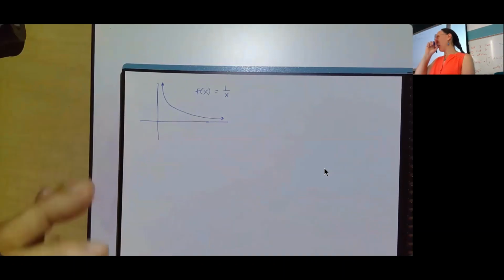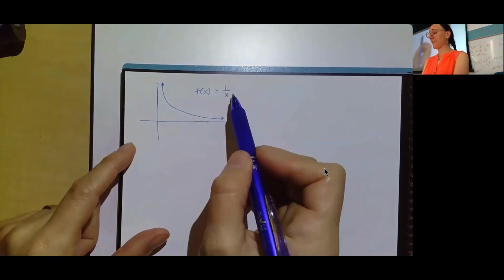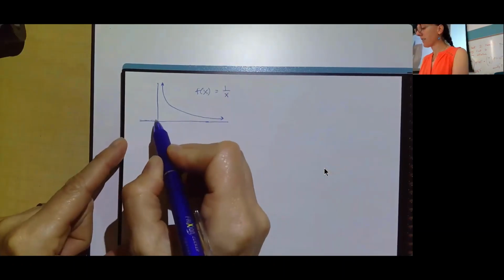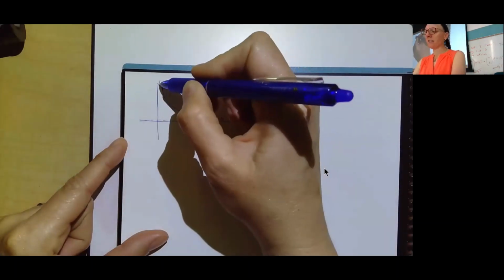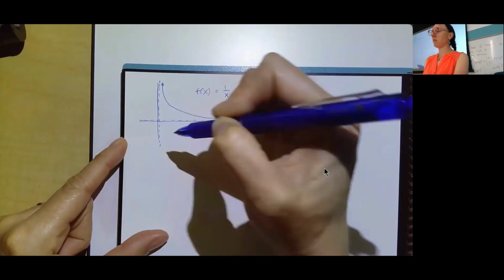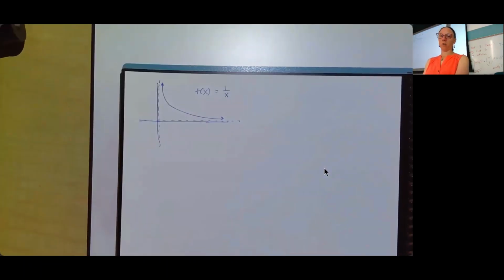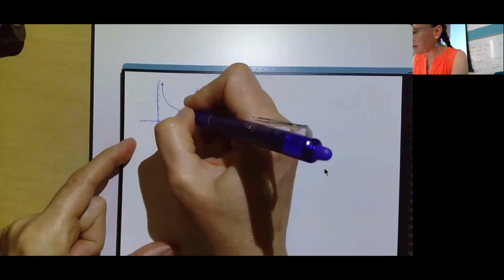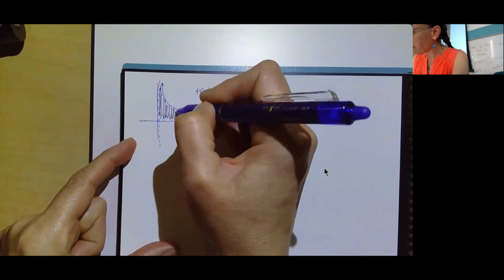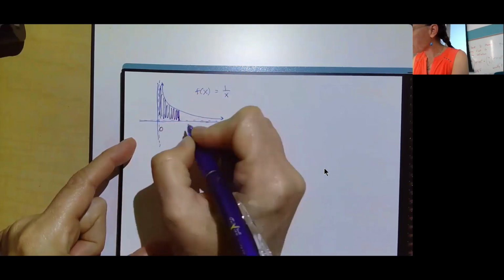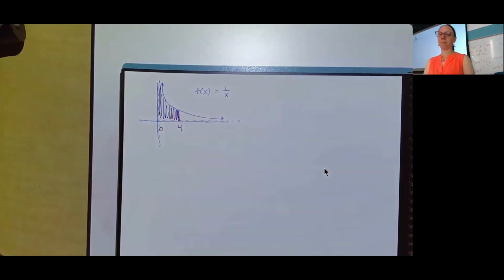And this time, by the way, 1 over x has 2 asymptotes. It's got this asymptote as x approaches infinity of 0, but it's also got this vertical asymptote at 0. And this time, what I want to look at is the area in here from 0 to 4.